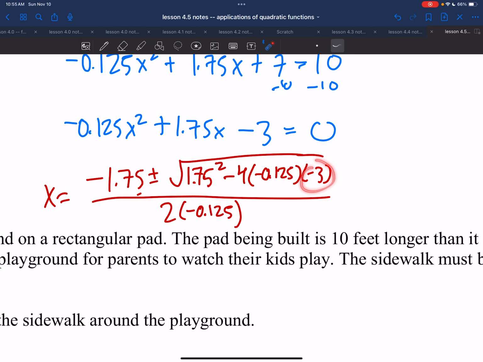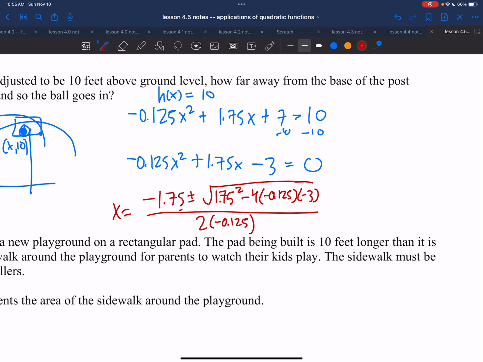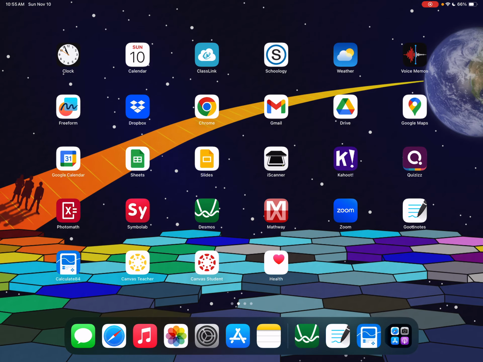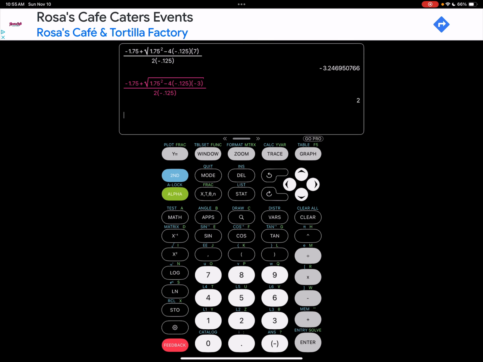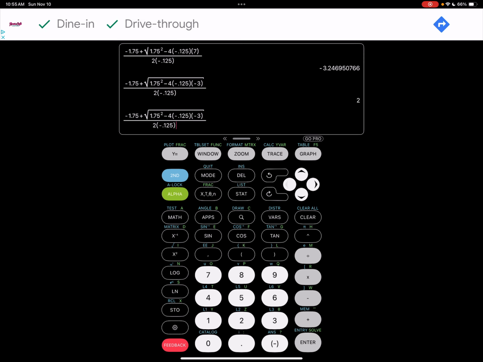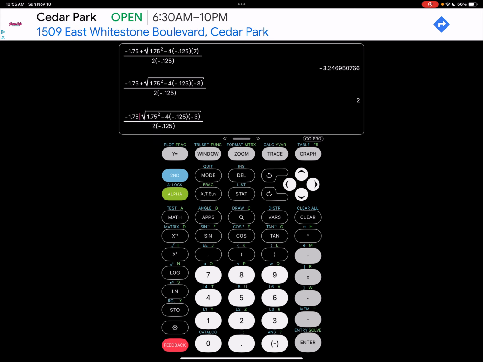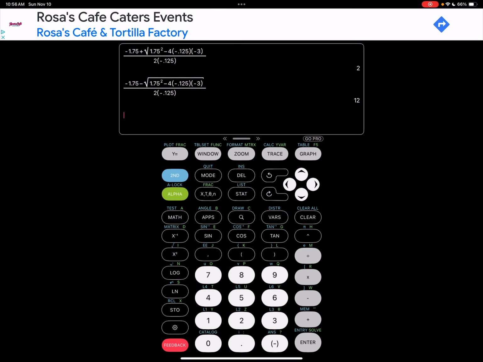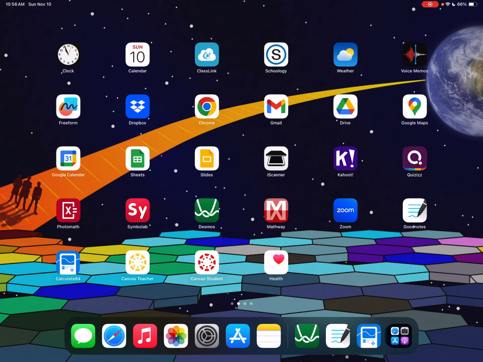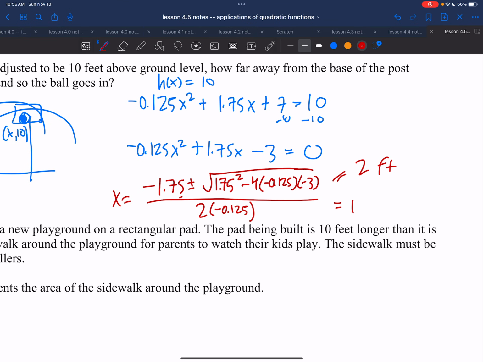That's the C value. So I plug this into a calculator, and one of the answers I get is 2 feet. But then what's the other answer? Because you want to test both. We're going to change this plus to a minus, and I get 12. Aha. And so this is 12 feet. So I have 2 potential answers here. Are they both the answer, or is only one the answer?